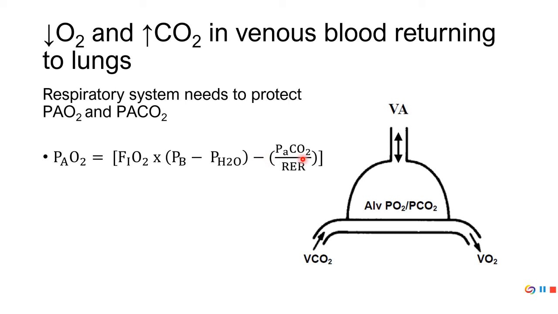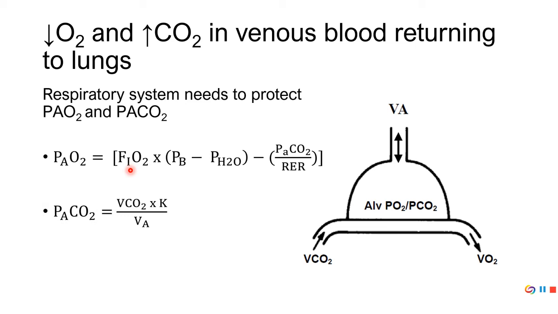And then we subtract the arterial CO2 and we divide that by RER, right? And so this part here is about 150. CO2 is normally about 40. RER is 0.8. 40 divided by 0.8 is actually 50. So we go 150 minus 50. That gives a typical alveolar oxygen of about 100.